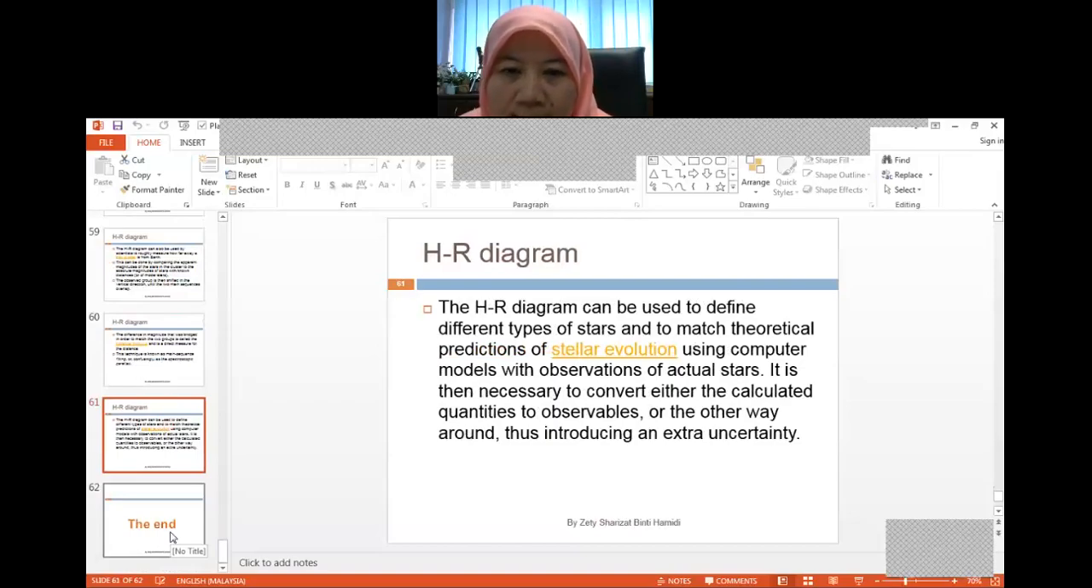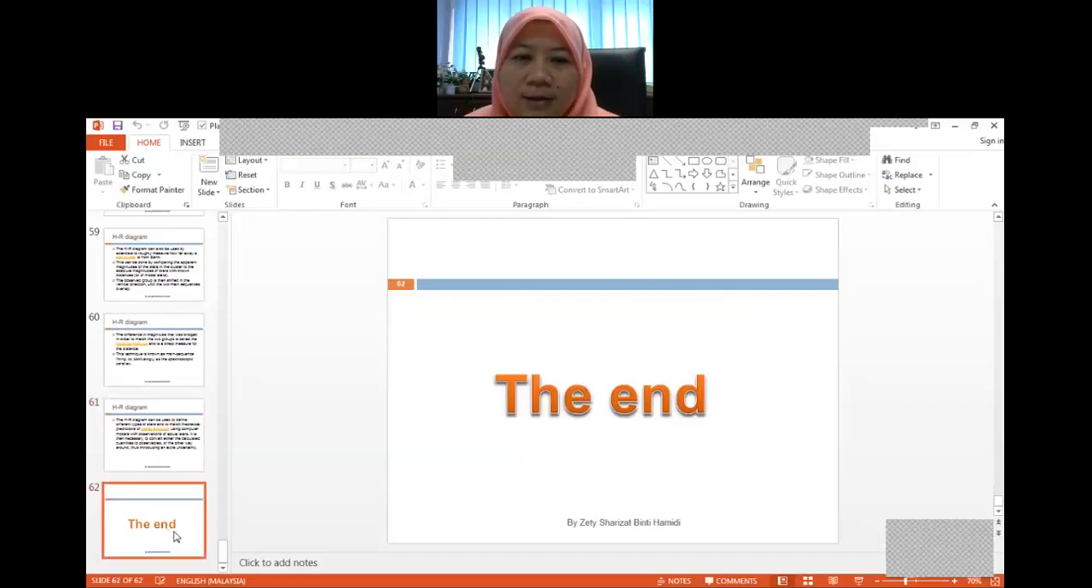The HR diagram can also be used to define the different types of stars. Basically, theorists need this kind of HR diagram because they want to see stellar evolution, and they will make models of any categories, maybe of galaxies and so on. So we need to refer to the HR diagram before that. Okay, so that is all about chapter 3.